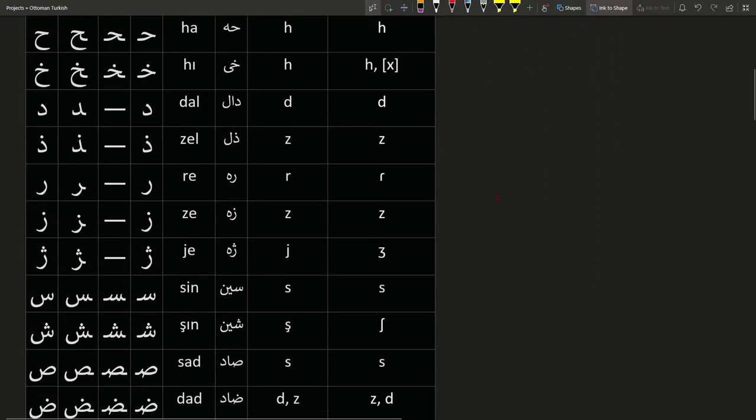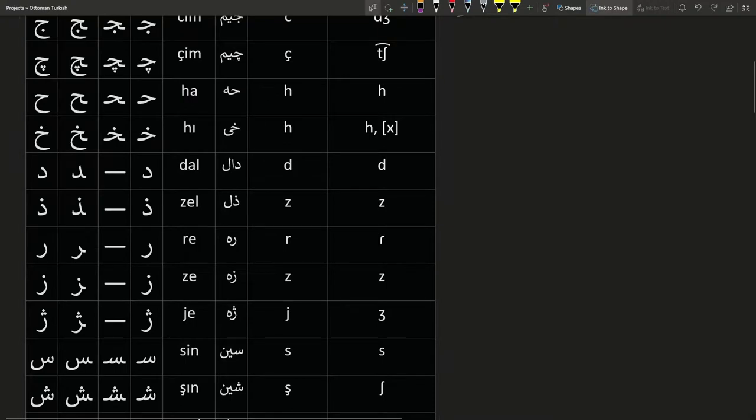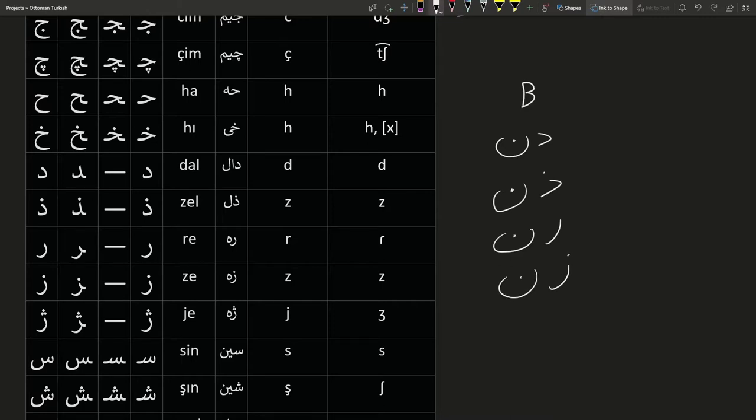Let's scroll down and take a look at these five. Again, we will see at the beginning of a word that there's no joining here. This is Dal Nun. Then we have Zal Nun, Re Nun, Ze Nun, and Je Nun. And this is what happens at the beginning. And then in the middle and in the end, it's the same exact story. So this is at the end. And now it's in the middle.